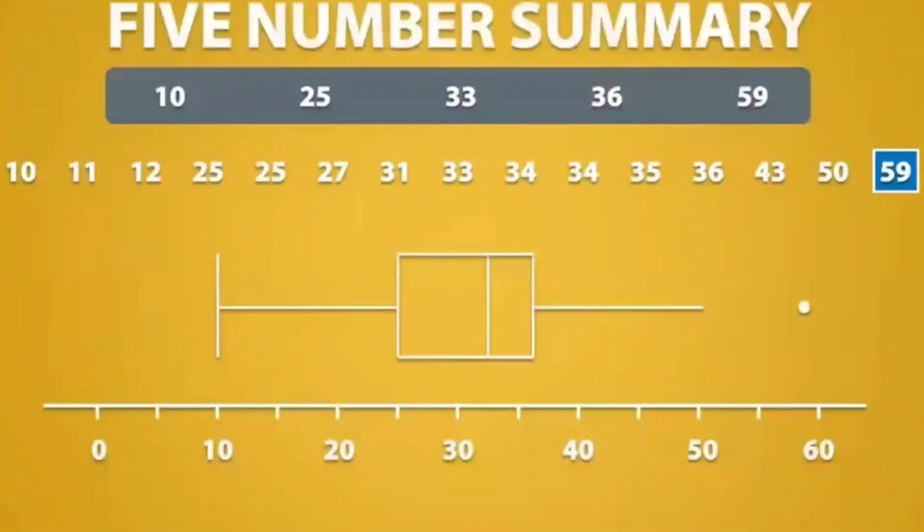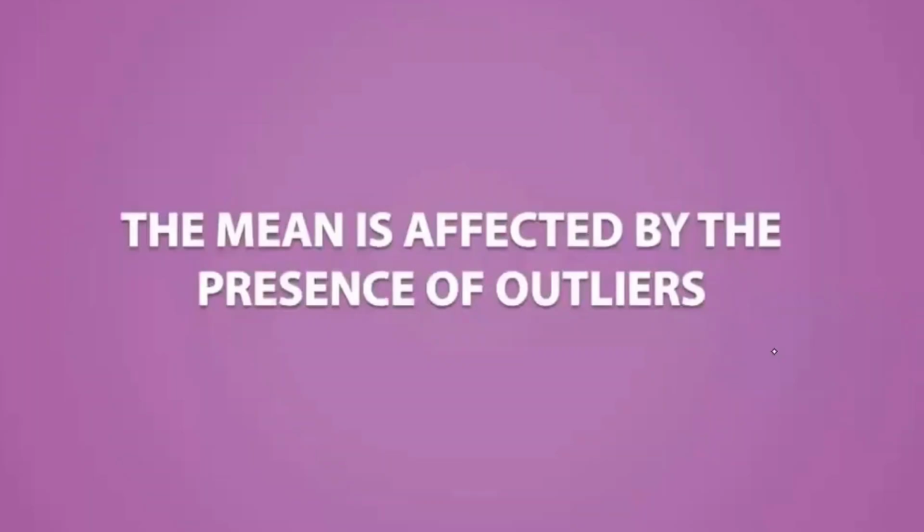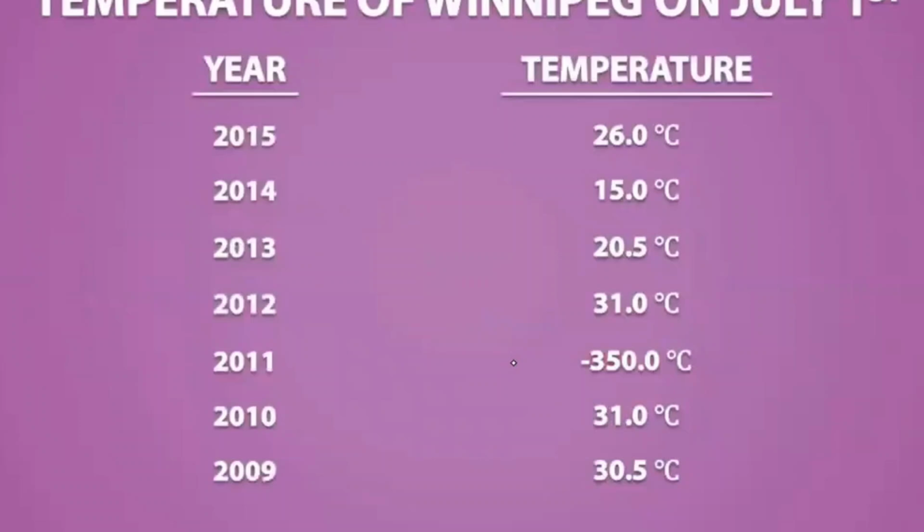Sir, how is it going to disturb? Let us go with an example. What is the effect of outliers? If there are more outliers, what happens? So let us calculate this. Each year, in one area on July 1st, they have recorded the temperature. In 2015 it is 26 degrees, in 2014 it is 15 degrees, in 2013 it is 20.5, in 2012 it is 31, and in 2011 it is minus 350, it seems.